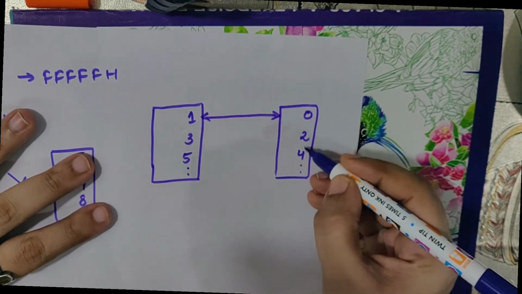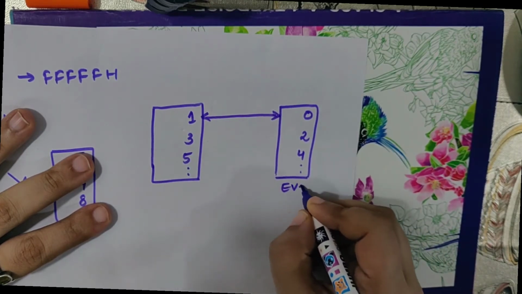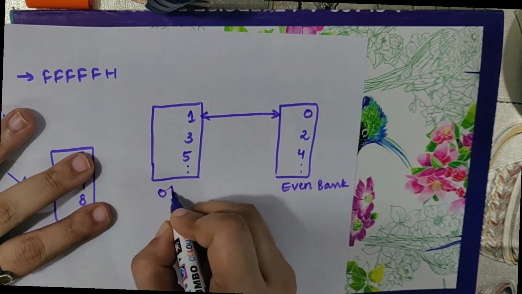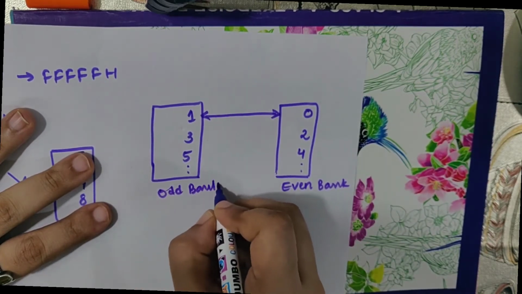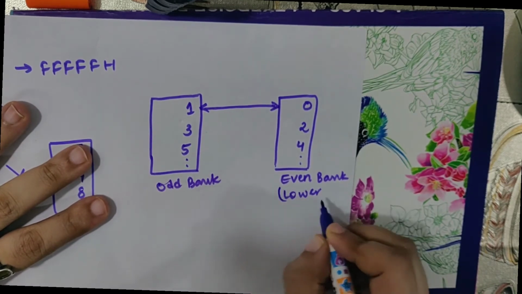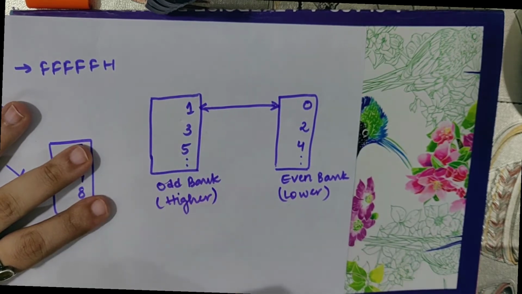Here you see that all the even addresses are here. So this is called the even bank. This is called the odd bank. This is also called the lower bank, and this is called the higher bank.